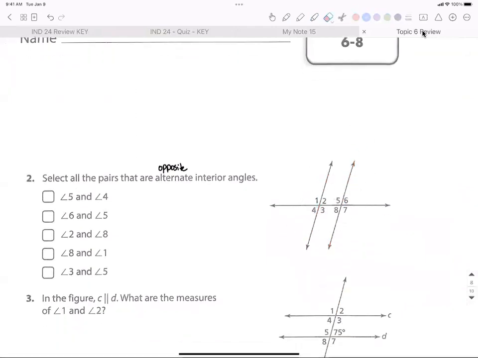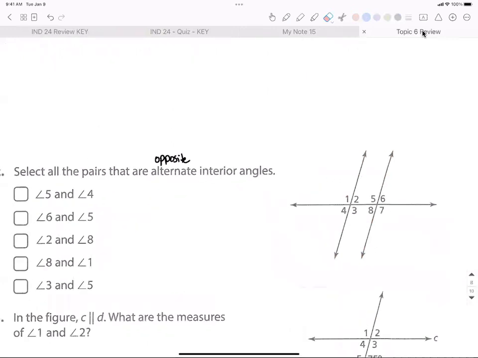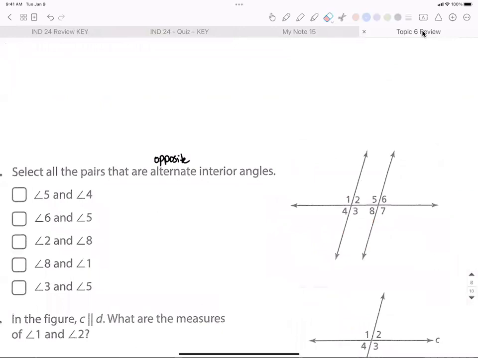Okay, 6-8 says, select all the pairs that are alternate interior angles. And notice right above alternate, I put opposite because a lot of times I'll say opposite instead. It means the same thing. Okay, they're opposite of each other.